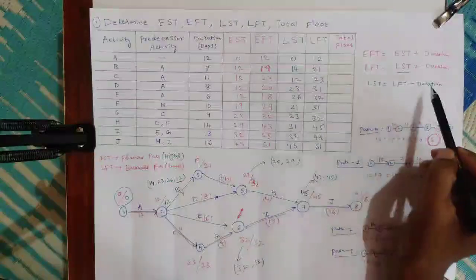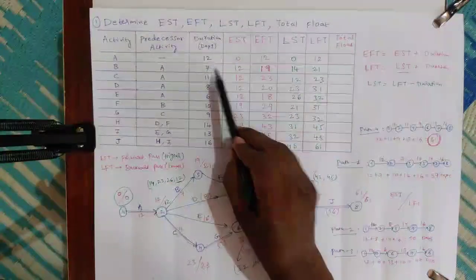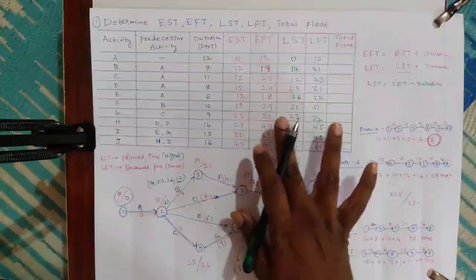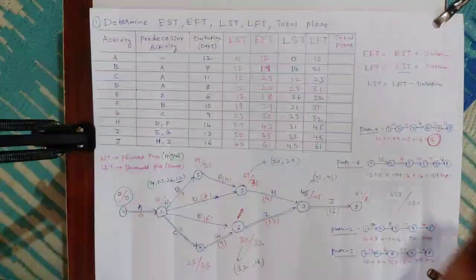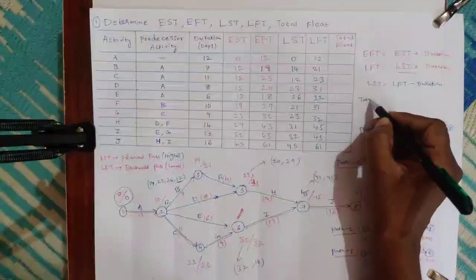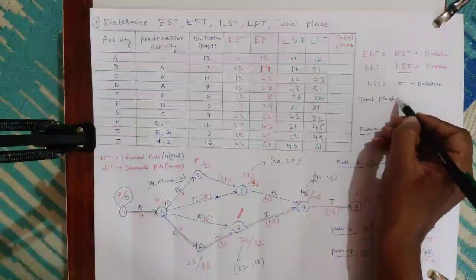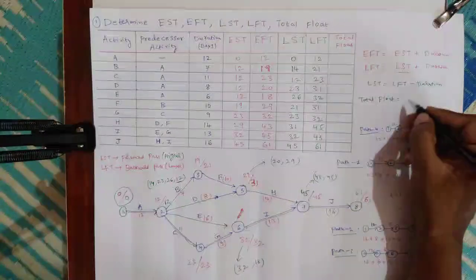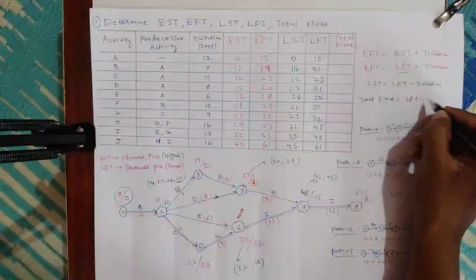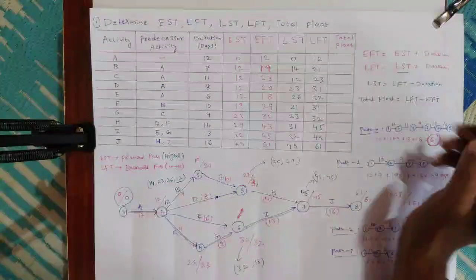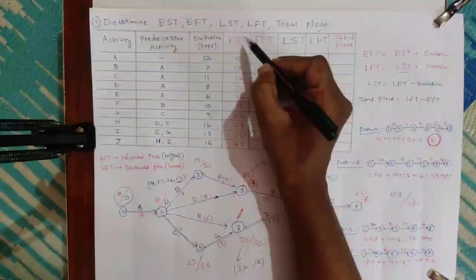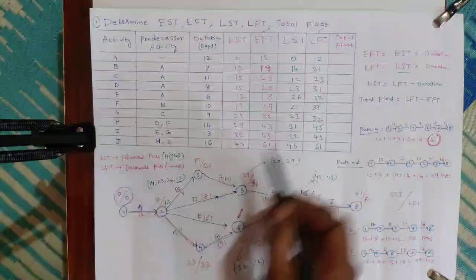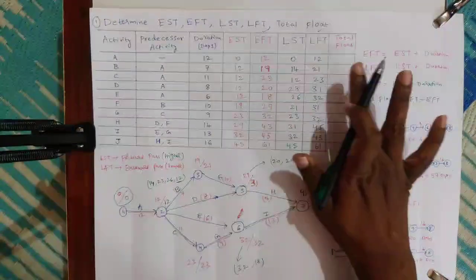LST equals LFT minus duration. This column minus duration, we will get LST. Okay, using these two formulas we have written all the 4. Now total float we need to find out. This total float is equal to LFT minus EFT. Okay, this column LFT minus EFT, we will get total float.